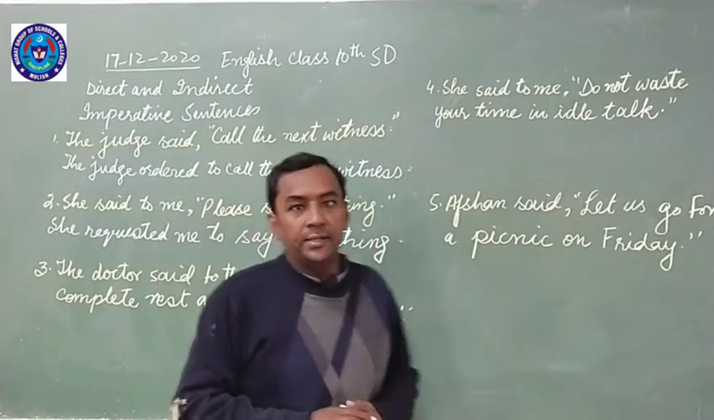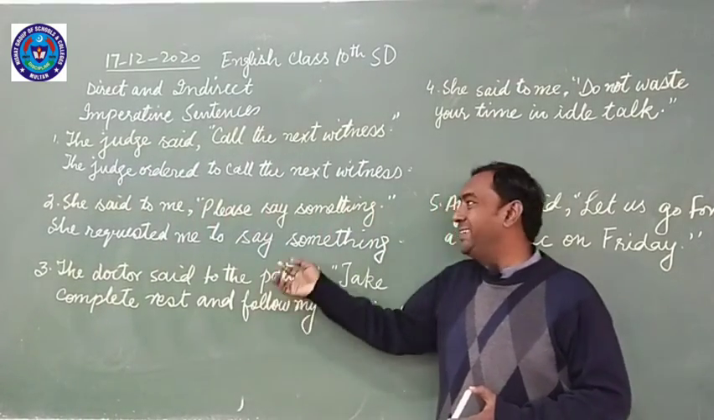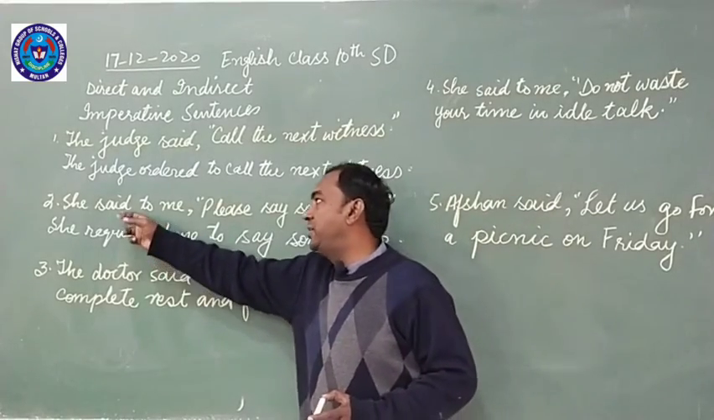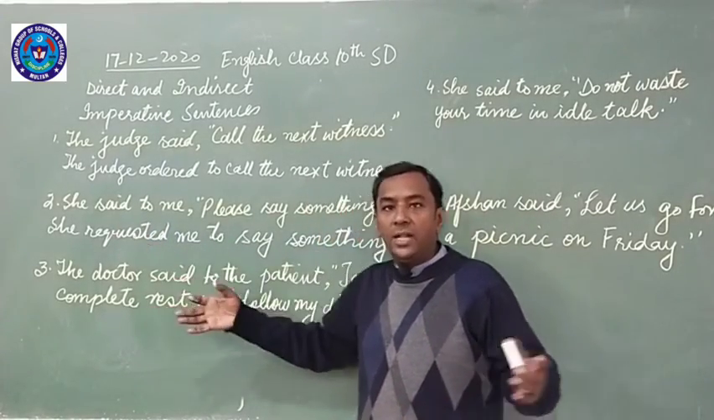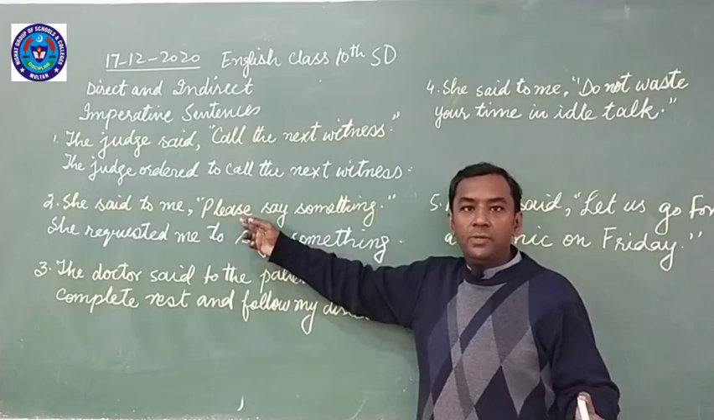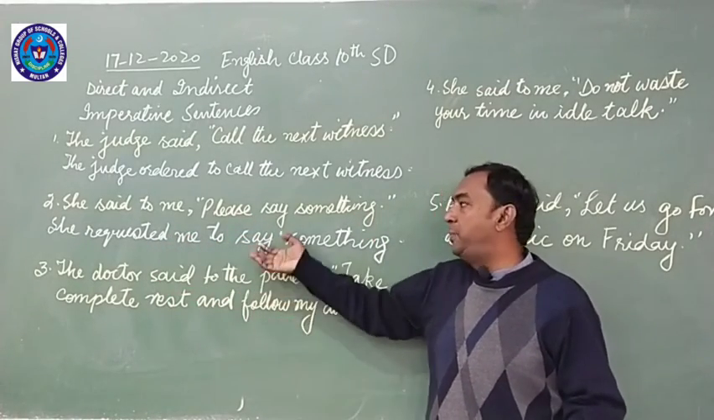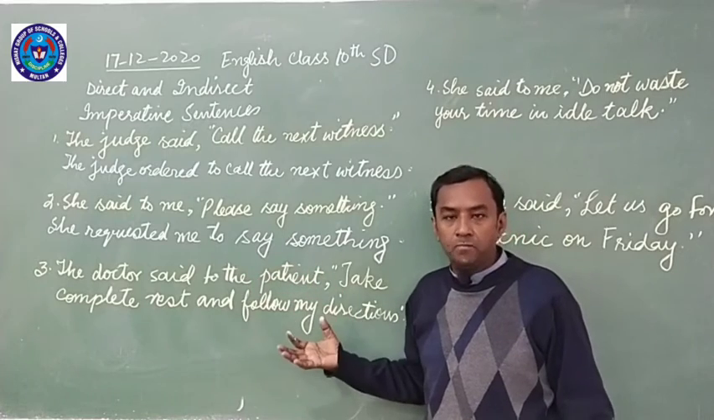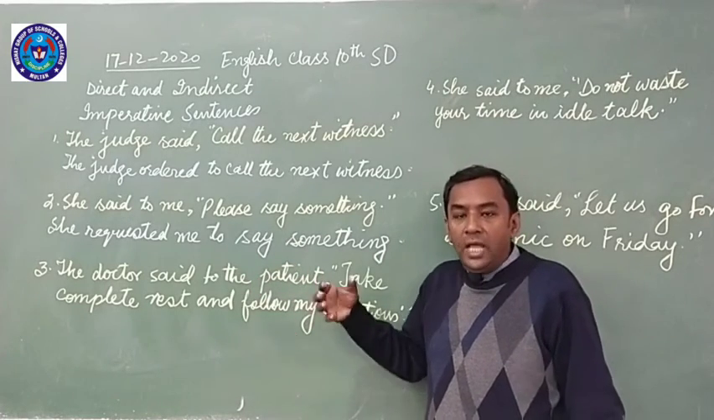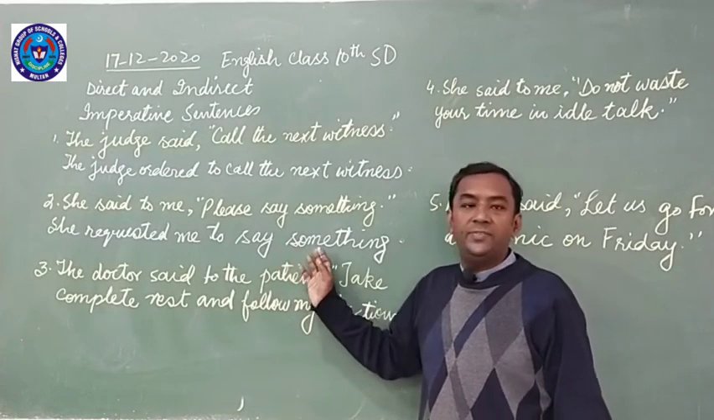Look at this sentence. This is the requested sentence, and we have used the requested in place of said to, and we also remove the please, because after using the requested, there is no need to use please in indirect sentence. Dear student, this is how you have to change the imperative sentences.